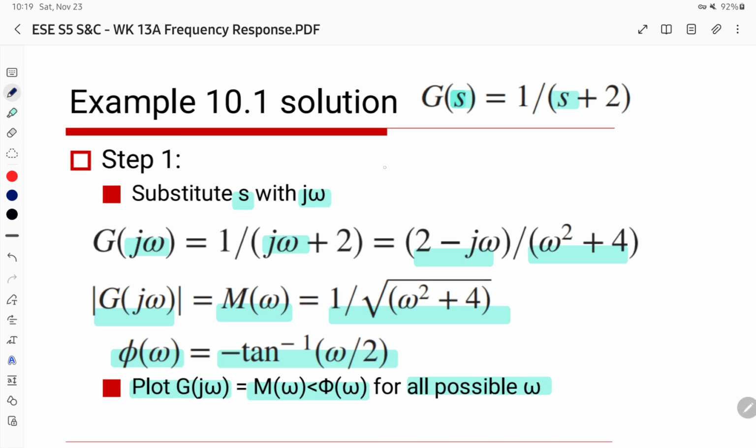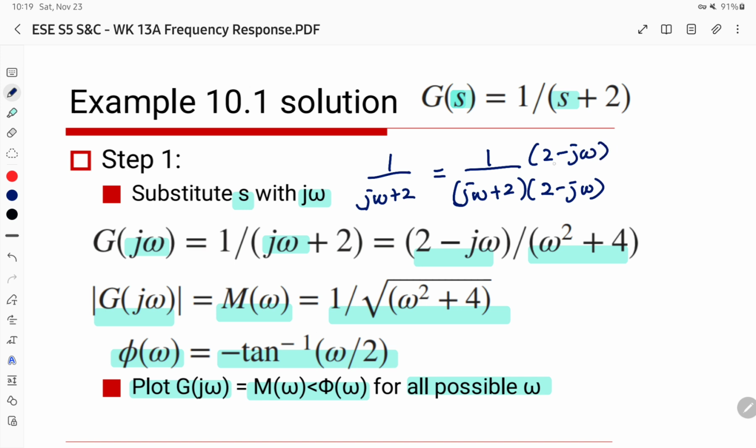Let's do quick math. 1 over j omega plus 2 is the same as 1 over j omega plus 2 multiplied by 2 minus j omega over 2 minus j omega. So on the top is 2 minus j omega, and at the bottom, the same thing, this is 2 plus j omega times 2 minus j omega.